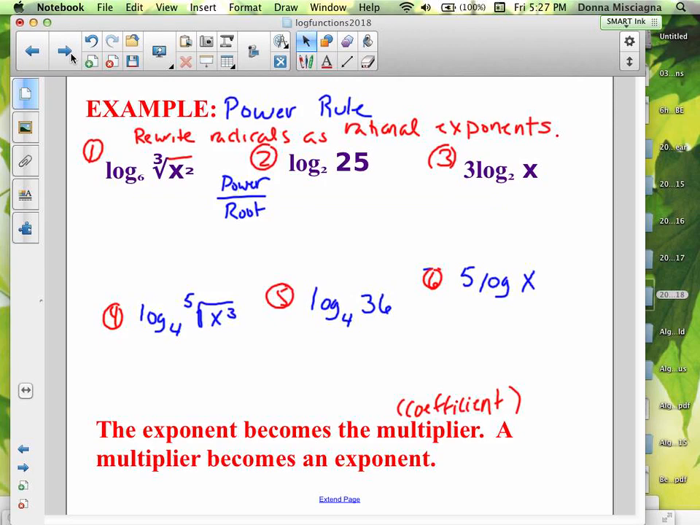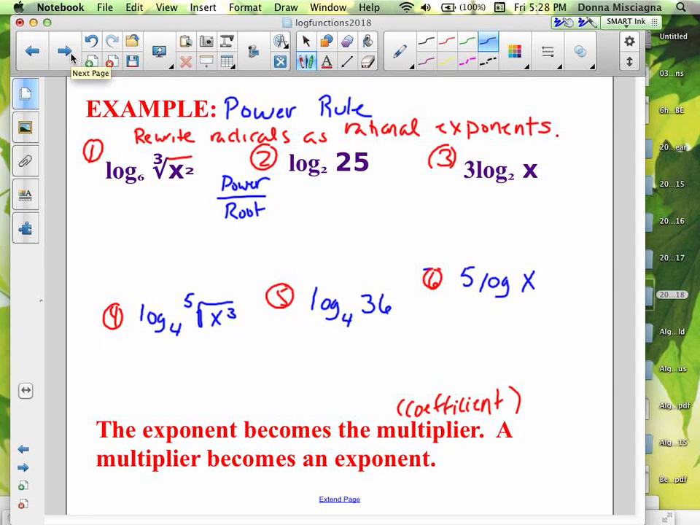All right, so we're going to rewrite all of these, and we're going to simplify those, and we're going to either A, condense it, or B, expand it. All right, so the exponent becomes the multiplier, that's the same coefficient, and a multiplier becomes an exponent. First of all, let's just rewrite the two terms that have radicals, because I can't work with a radical in a log if I want to rewrite it. I can't use the power rule for a radical. It has to be an exponent.